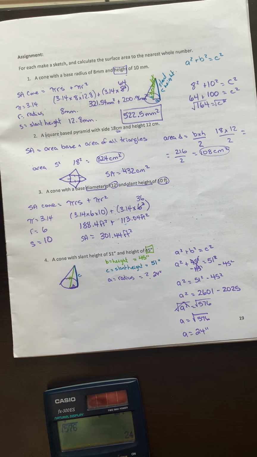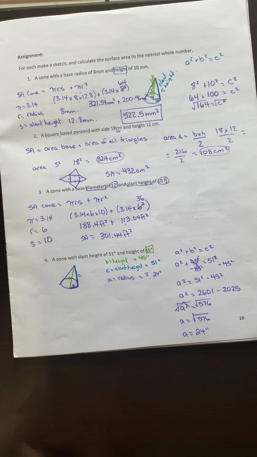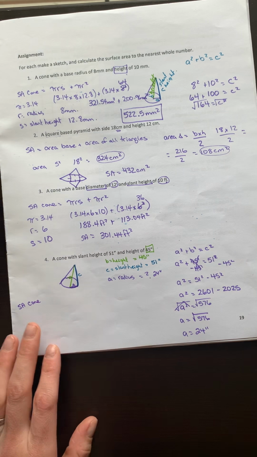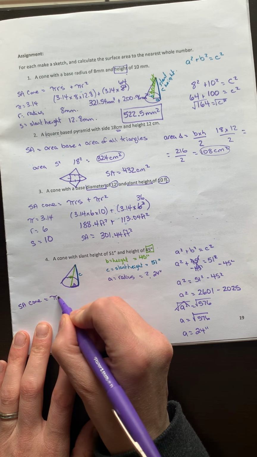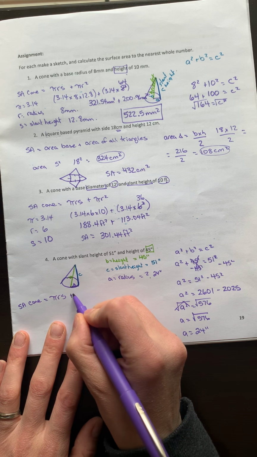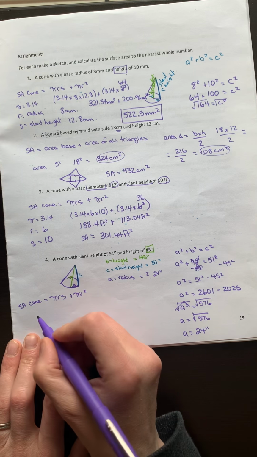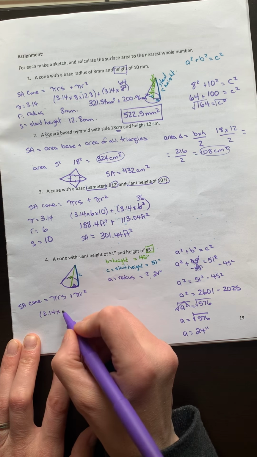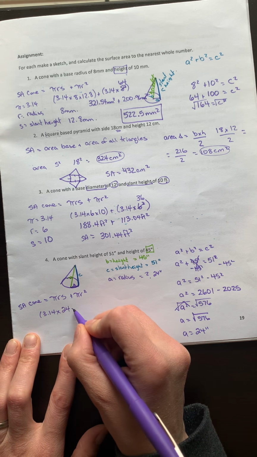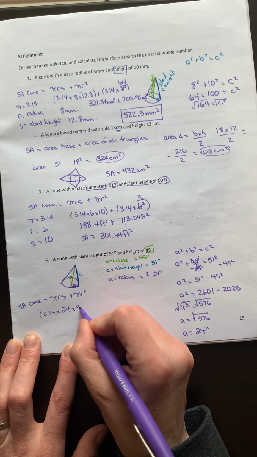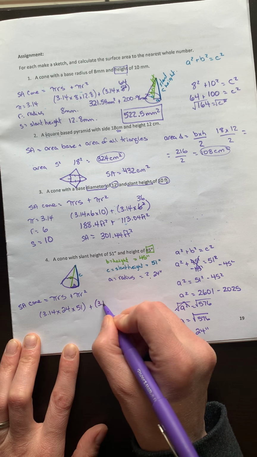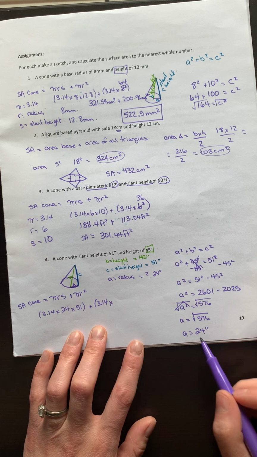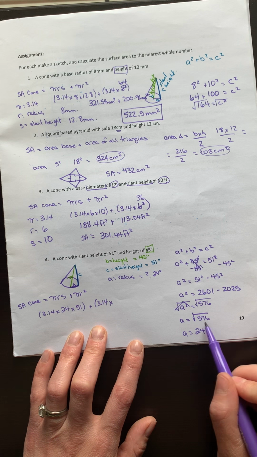So now I can solve for the surface area of the cone. Remember, the formula is pi r s, which is slant height, plus pi r squared. So I can plug everything in. I've got 3.14 times my radius, which we found is 24 inches, times my slant height, which they already gave me, 51, plus 3.14 times r squared, which I know is 576.